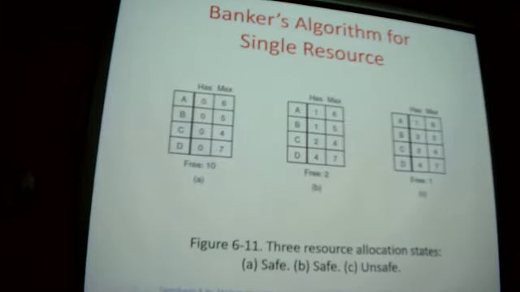So the main idea about allocation for a single resource is just to find a process. If the free ones are enough for a process, we will first allocate the free ones to this process. Okay, we have learned this simple idea.